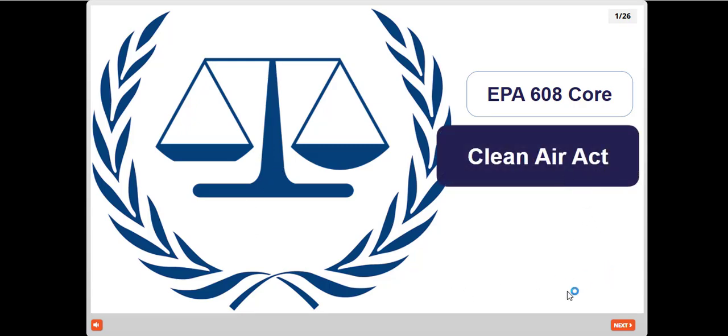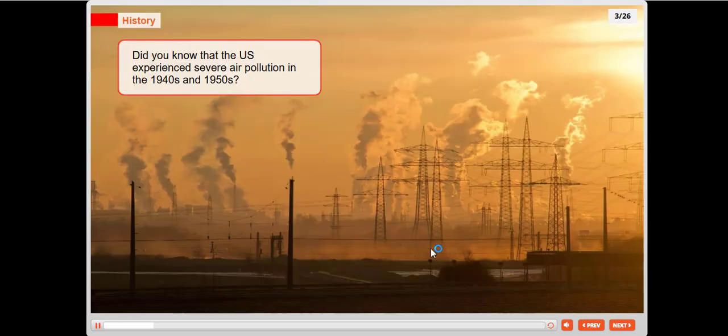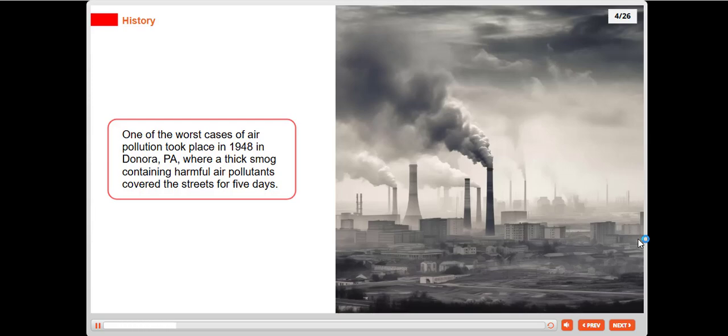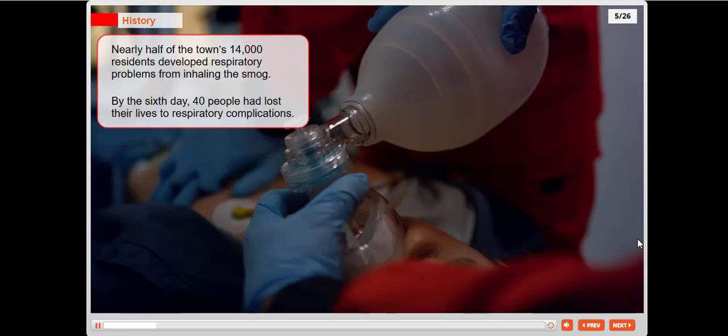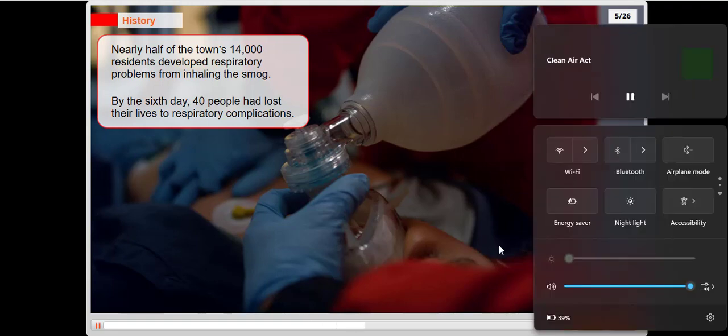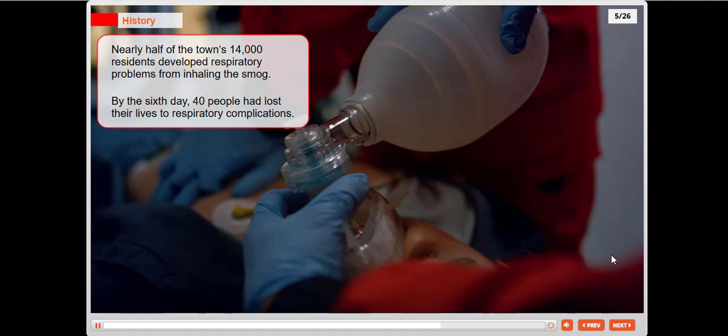Clean Air Act. Did you know that the U.S. experienced severe air pollution in the 1940s and 1950s? One of the worst cases took place in 1948 in Donora, Pennsylvania, where a thick smog containing harmful air pollutants covered the streets for 5 days. Nearly half of the town's 14,000 residents developed respiratory problems from inhaling the smog. By the 6th day, 40 people had lost their lives to respiratory complications.